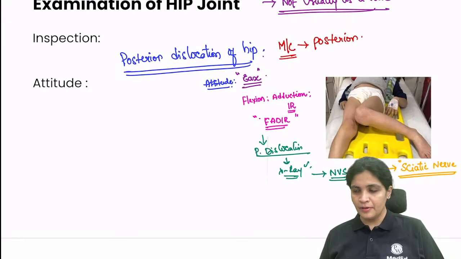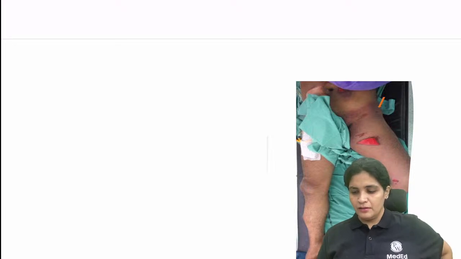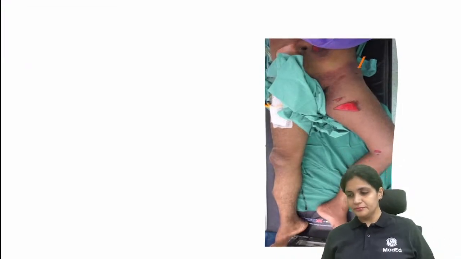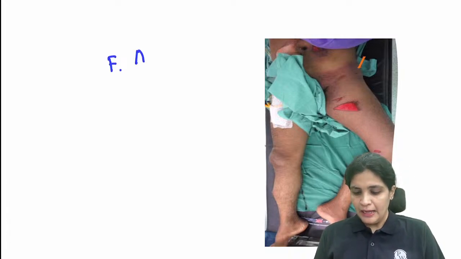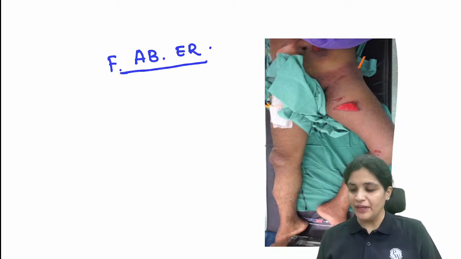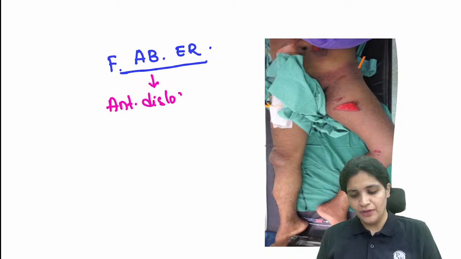Clear? Now next, what is this attitude? Now, another patient has come with this attitude. So which attitude is this? So now this is your flexion, abduction, and external rotation. Yes, very good. This is your FABER attitude. And where do you see this type of attitude? This type of attitude is seen in your anterior dislocation of the hip.